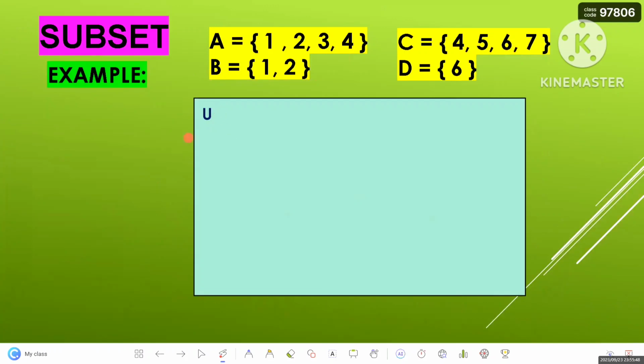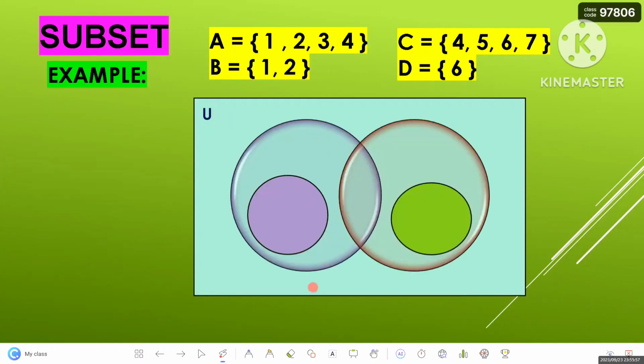Tingnan nga natin. So this is our universal set and U represents the universal set. So we have these two Venn diagrams. Two big circles, and the other one has two small circles inside the big circle. Tingnan natin ang bawat isa. Let's say this big circle is our set A, the small circle is our set B, and the other big circle is set C, and the small circle is set D.